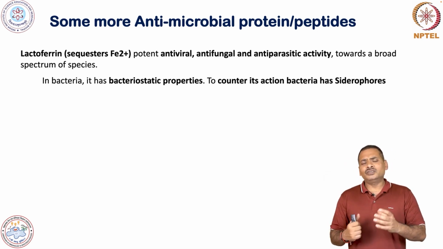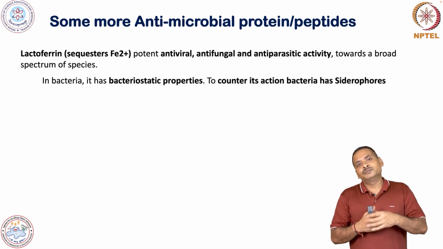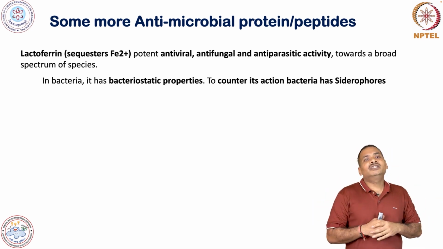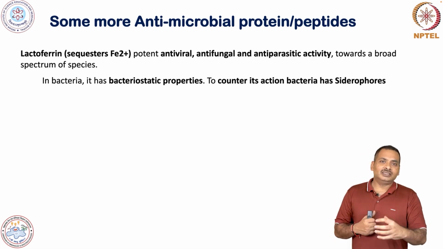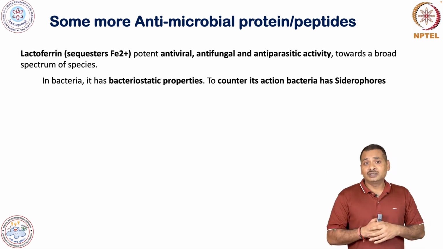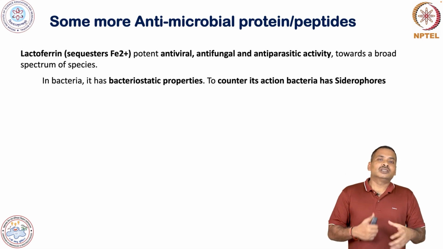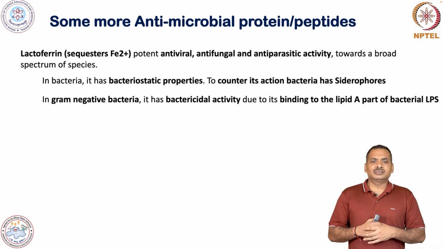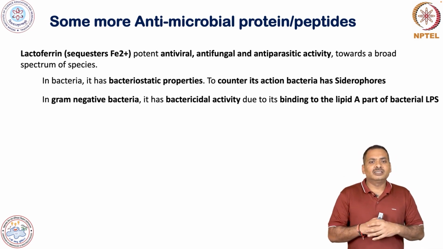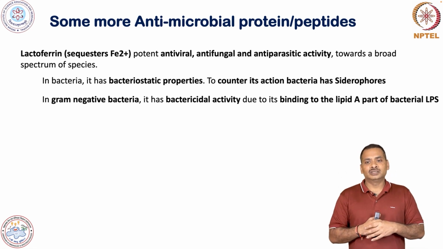This is one way. Another way is that they develop some kind of receptor which specifically binds and attracts the iron, and then they transport it inside the cell in order to maintain their cellular activities. In gram negative bacteria, lactoferrin has some bactericidal activity as well. Basically it binds with lipid.